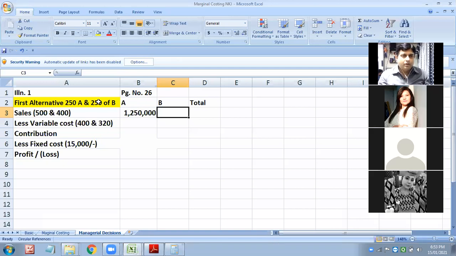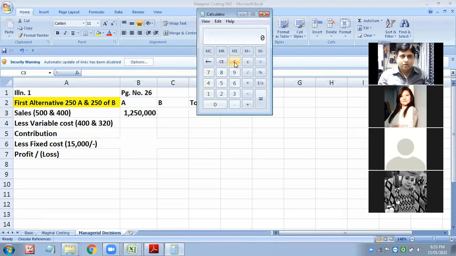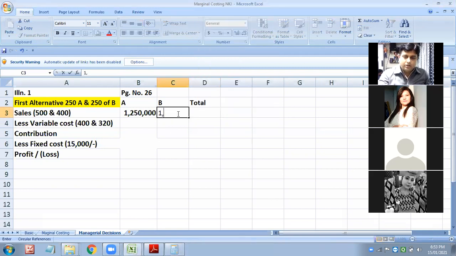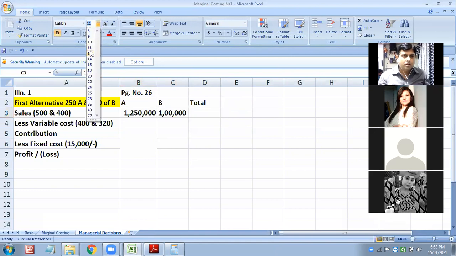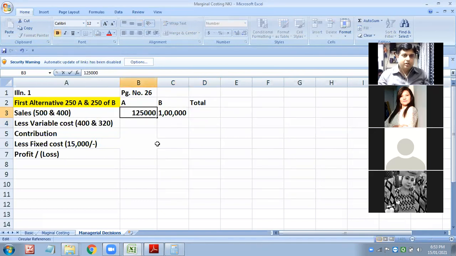For B, 250 into 400. 1 lakh, sir. Absolutely right. 1 lakh. So, okay. सर 10 कैंसिल करना पड़ेगा ना ए से. अरे हाँ. 2,25,000 total. Yes. The total is 2,25,000.